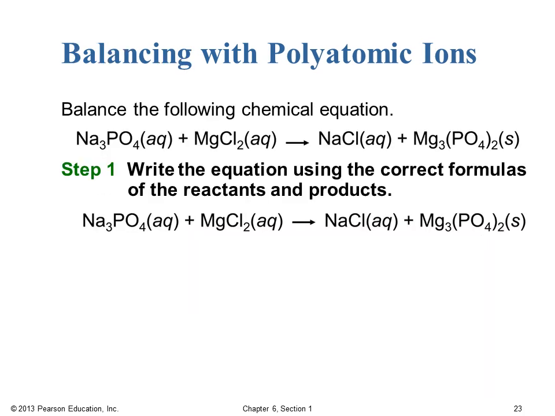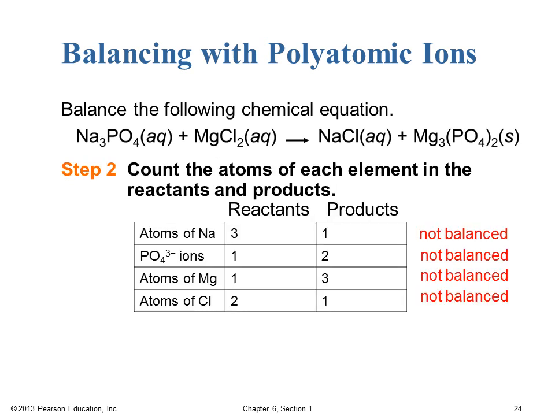So if we're going to balance this out, we're going to write out our chemical equation, and so you write out all the parts. Then in step 2, again, we're going to write out a chart and figure out how many of each of the atoms or polyatomics that we have. And so sodium is only in one compound, so we have 3 sodiums in the reactants and 1 on the products.